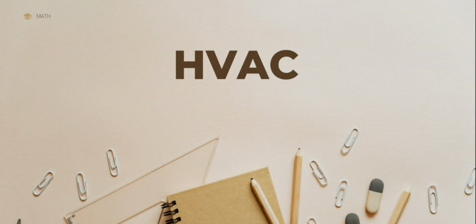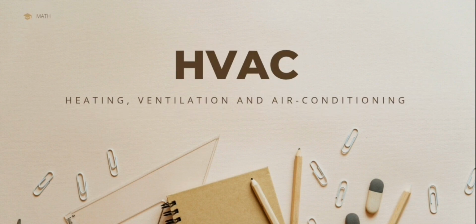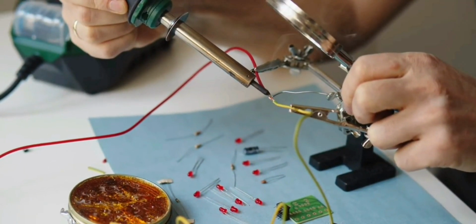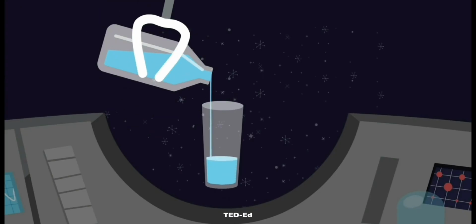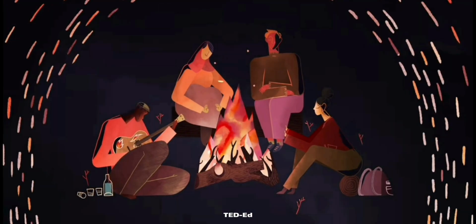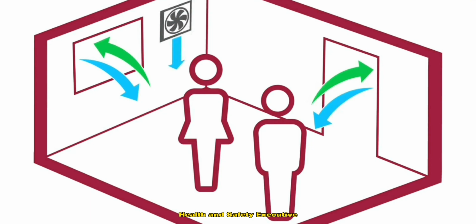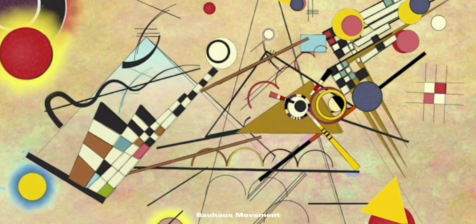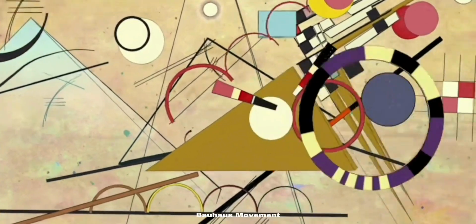HVAC. You've likely heard of it, but do you know what it stands for? It's an abbreviation that means heating, ventilation, and air conditioning. It's a subdiscipline of mechanical engineering that utilizes the principles of thermodynamics, fluid mechanics, and heat transfer. And one of the key areas where HVAC relies on is the use of circles. Why circles? They're more practical and efficient for the system.